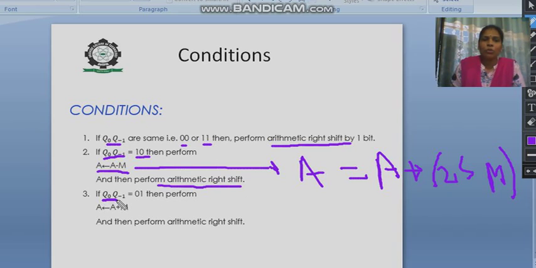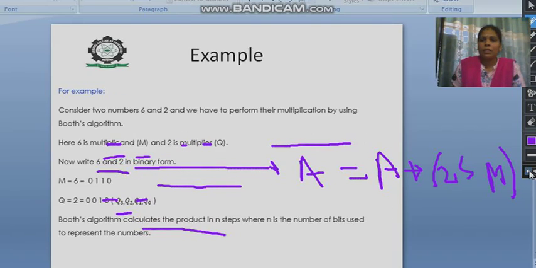And when Q0 and Q minus 1 are 0, 1, then we perform the simple addition operation. Means we are adding the contents of the accumulator with the contents of the multiplicand and again assigning the result back to A, and after that we perform the right shift operation. Okay, then the example we consider here.